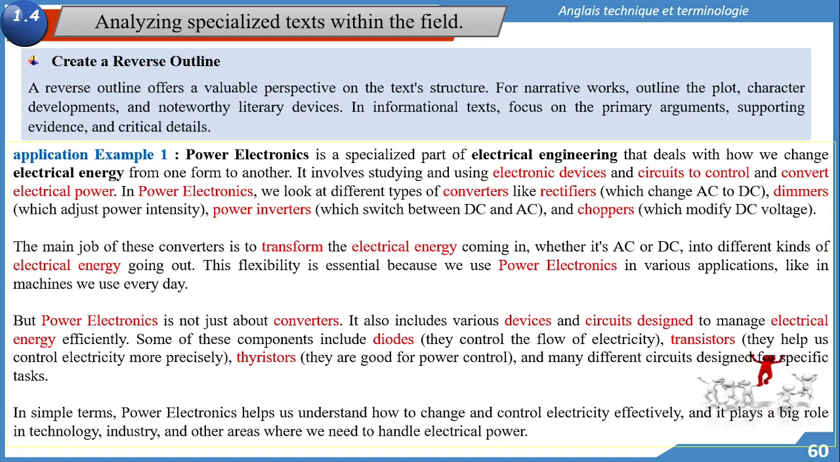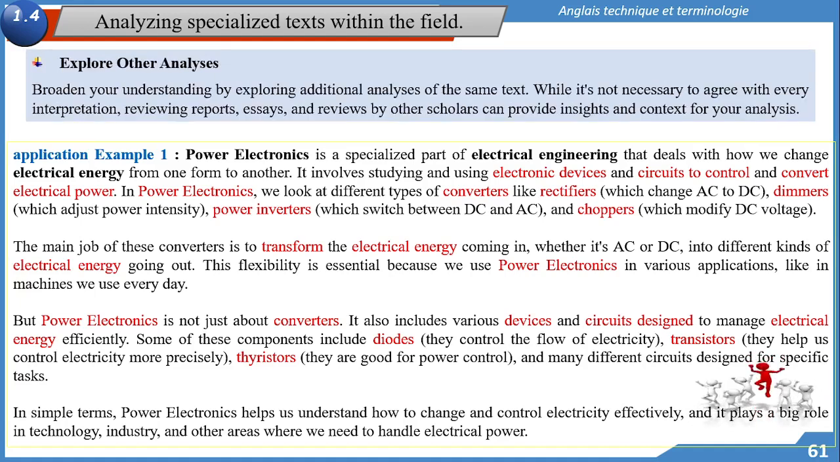So, create a reverse outline. Make an outline of the text structure. For stories, outline the plot, characters, and any special writing tricks. For informational texts, focus on the main argument, proof, and important details. For example, in these articles, the structure of the text: introduction, types of converters, components, significance, and thyristors, diodes, etc.